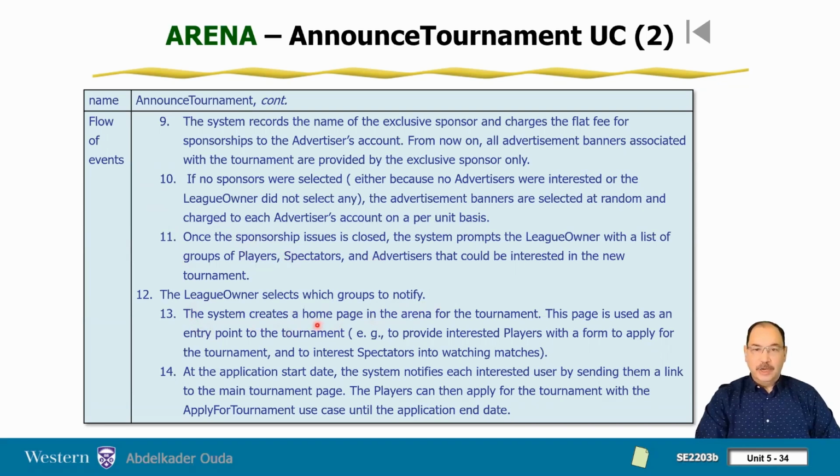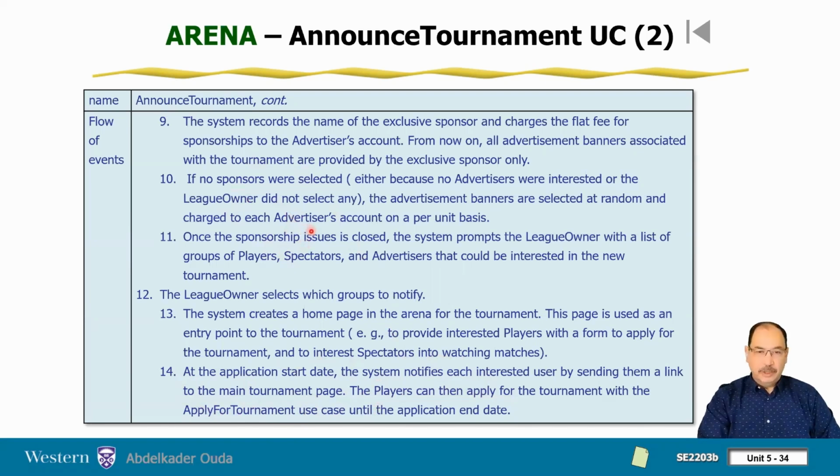The system creates a home page in the arena for the tournament. This page is used as the entry point to the tournament, for example, to provide the interested player with the form to apply for the tournament, and the interested spectator with the option to watch matches. At the application start date, the system notifies each interested user by sending them a link to the main tournament page. The player can then apply for the tournament with the Apply for Tournament use case until the application end date. So this simply tries to explain how the system interacts with the league owner to create a tournament.